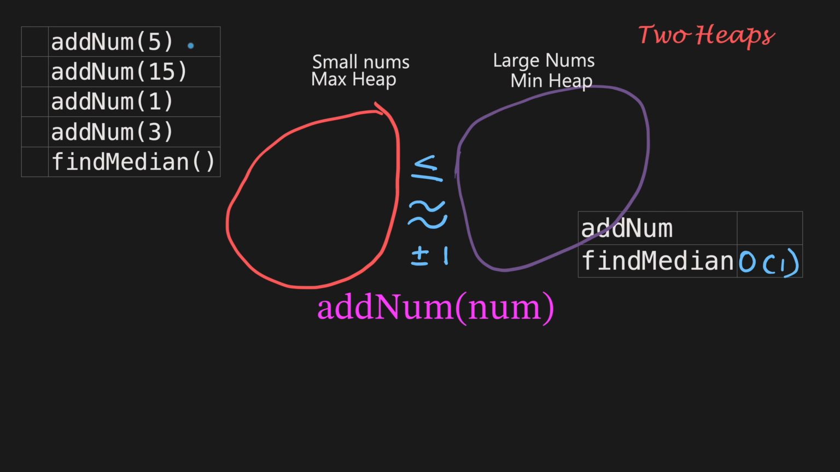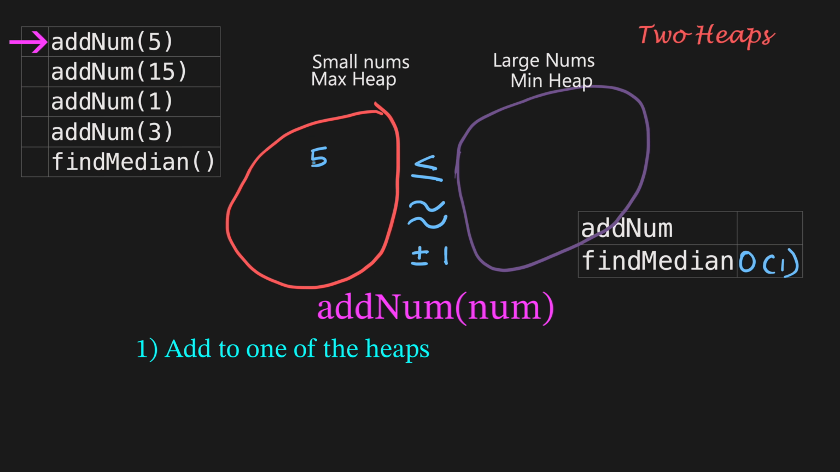Now, let's see how the addNum method maintains the two properties. Initially, both heaps are empty. The first number we are adding is 5, and every time we add a number, it involves three key steps. The first step is to place the new number into one of the heaps. And here, which heap should we choose? Well, it's a design choice. For our walkthrough, we'll always add the new number, which is 5 here, to the small nums max heap.